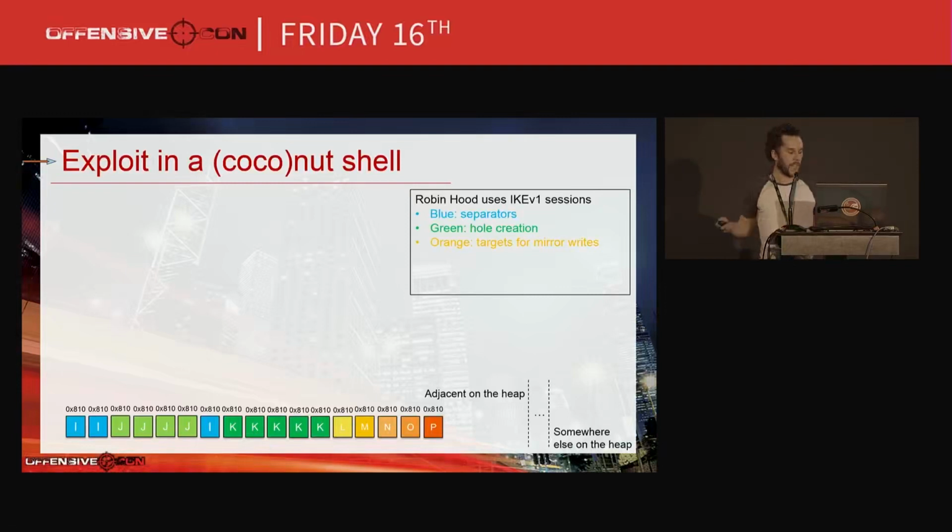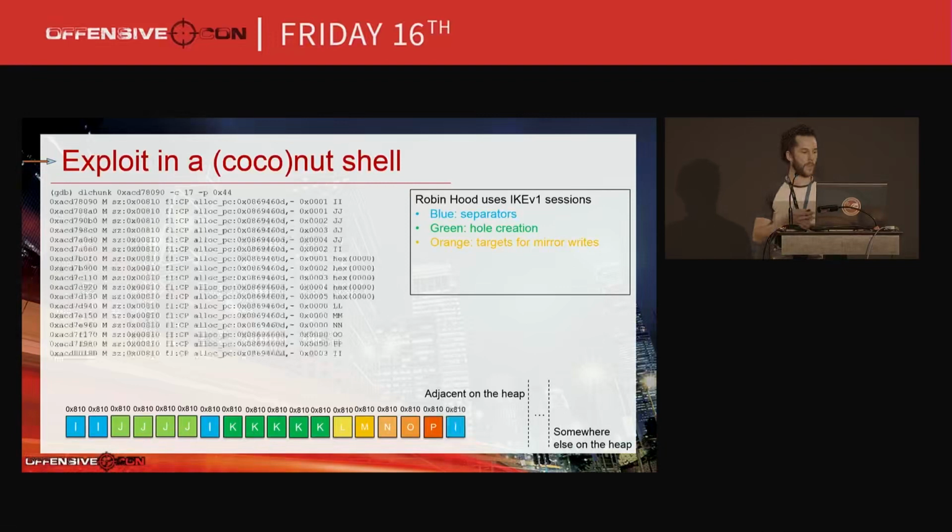Okay, so we have this layout, and because we want to check that it works, we use DL chunk to show that we have the layout we want. I'm going to show at some point the output that our tool shows us so we can debug the actual heap feng shui. This is quite handy, at least I think, to show that our feng shui works and we have the layout that we're expecting.